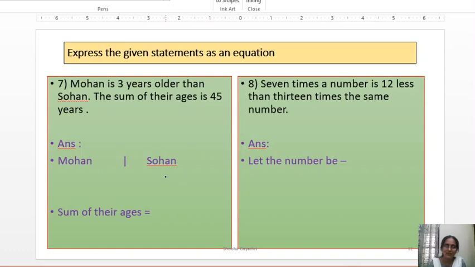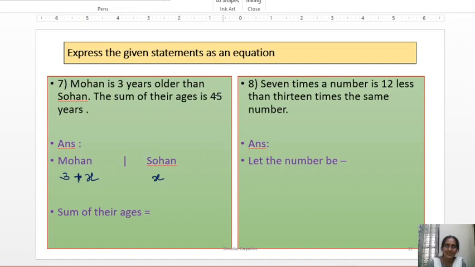So for whom do we have to assign x, the unknown quantity? We don't know the ages of both the persons. So we have to assign x for Sohan because Mohan's age is depending upon Sohan's age. When Sohan's age is x, Mohan is 3 years older than Sohan, so that means 3 years more than x.